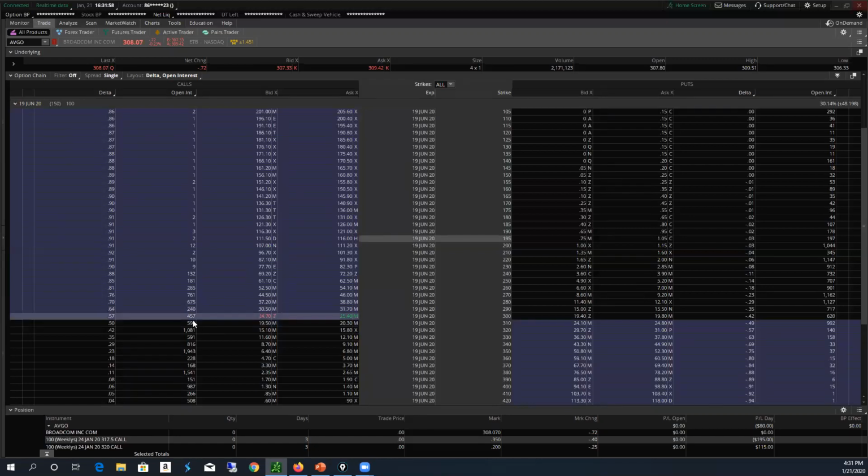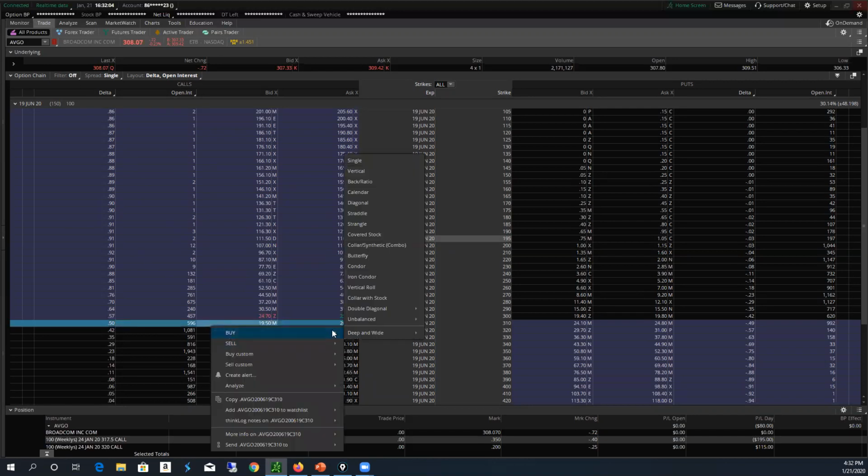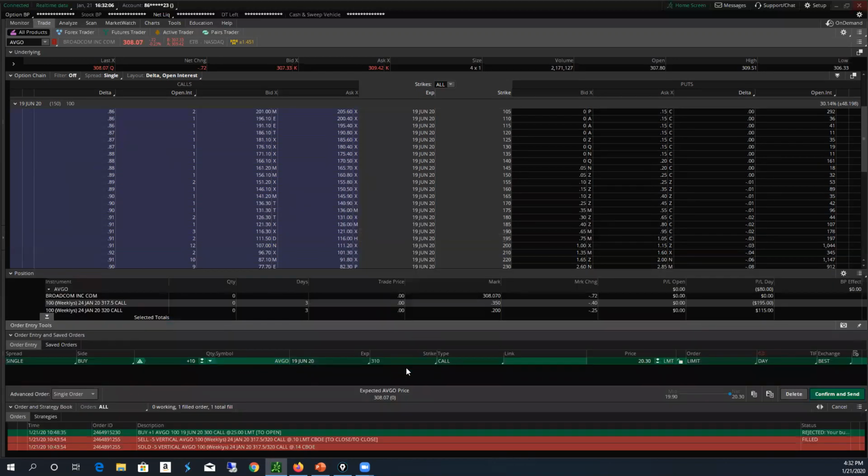There's plenty of volume here on either one, so I'm going to stick right at the money. Let's go to the 50 delta and buy the single. So the 310 call is costing 20 bucks, right? Broadcom's expensive. So one contract is going to cost you $20, right?